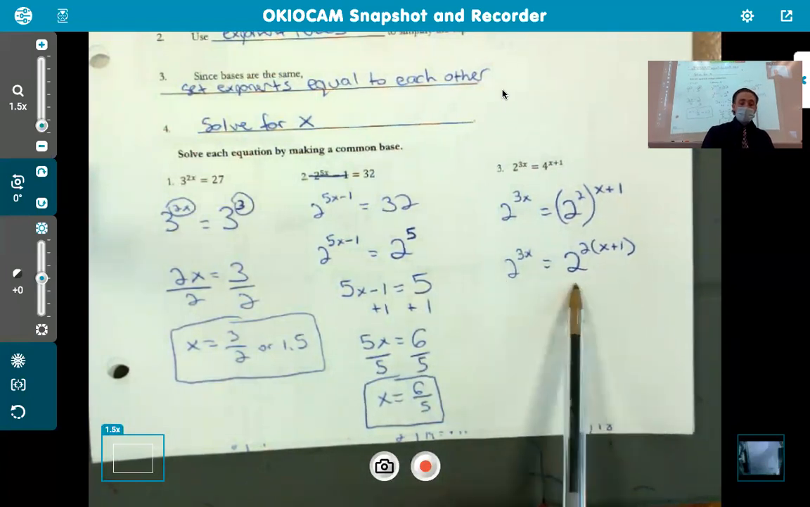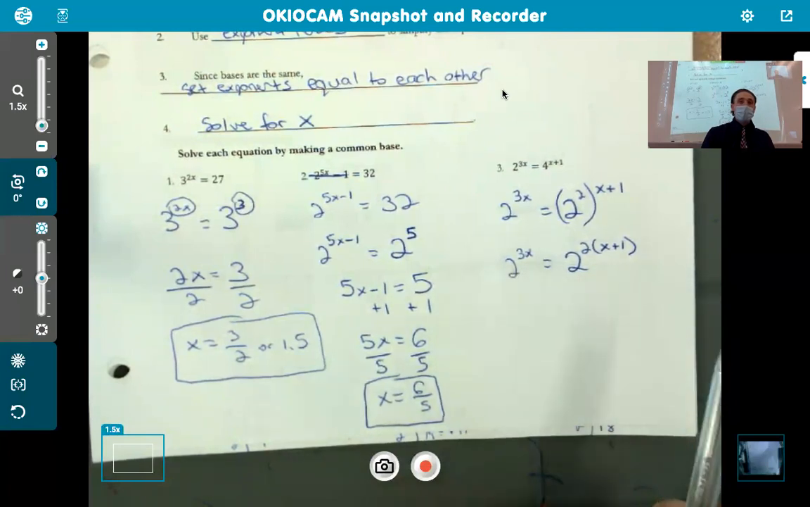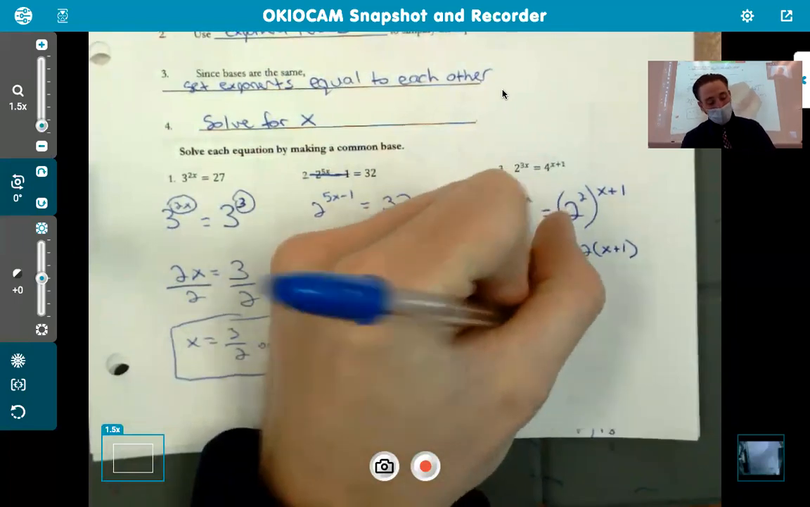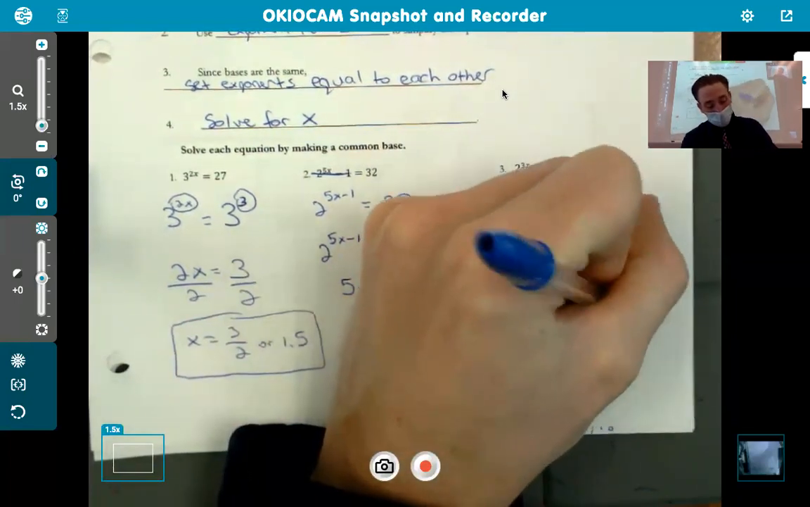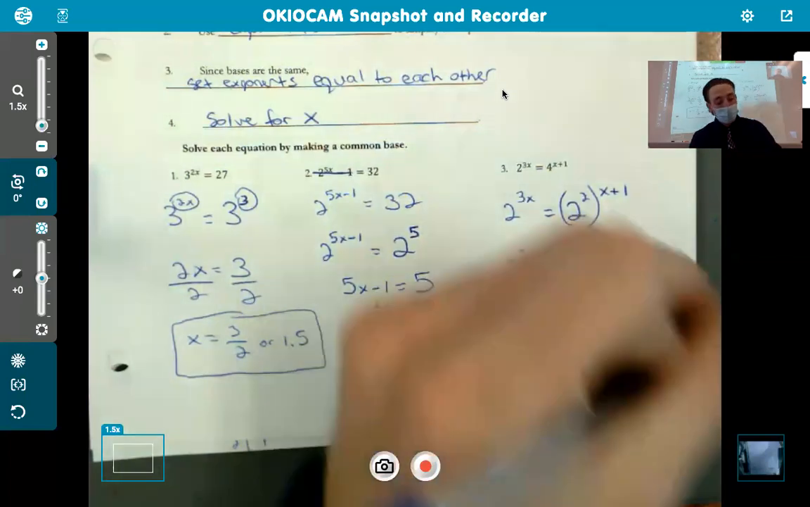Notice that I have the same bases on each side, right? So what can I do with my exponents now that I have the same base? Set them equal to each other and solve for x. So how would I solve this equation? What do I have to do on the right-hand side? What's that process called? Distribute, right?